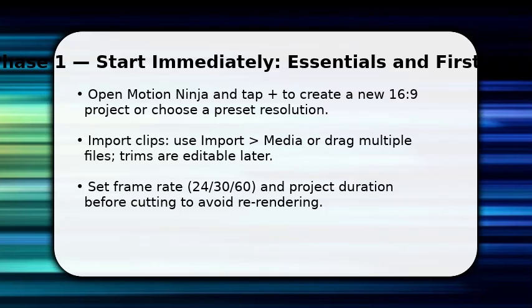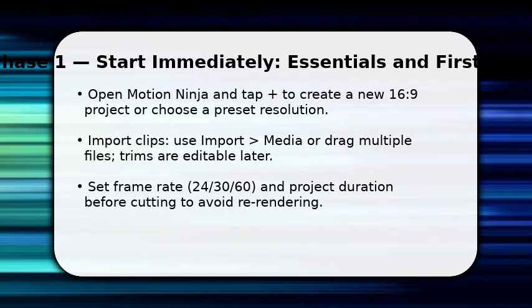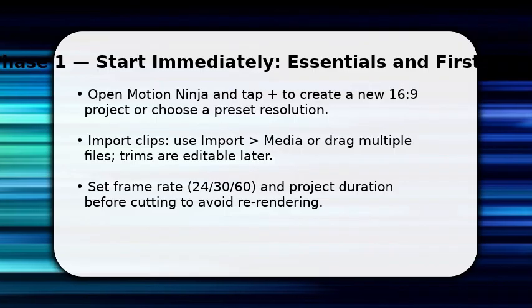You begin by creating the project precisely. Open Motion Ninja, tap the plus, and pick 16:9 or a preset. Import your clips now. You can drag multiple files into the timeline and trim later. Set the frame rate, 24, 30, or 60, because once you cut, changing it forces re-render.